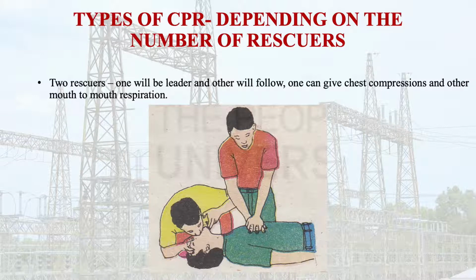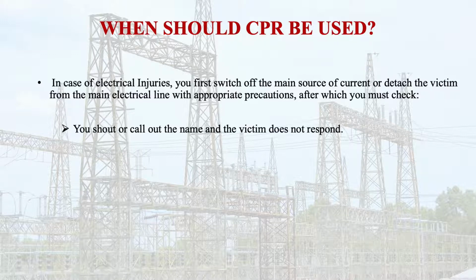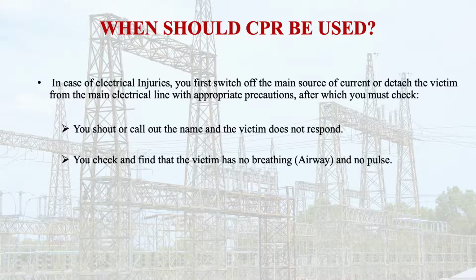So what are the conditions when you will use CPR? Since in this case there are electrical injuries, you can first switch off the main source of the current or detach the victim from the electrical line, and then you must check the following. You will shout or call out the name of the victim, but he does not respond. He will not give you any answer. He will not open his eyes. You will check and find that the victim has no breathing and he has no pulse. Then you will go for giving CPR.